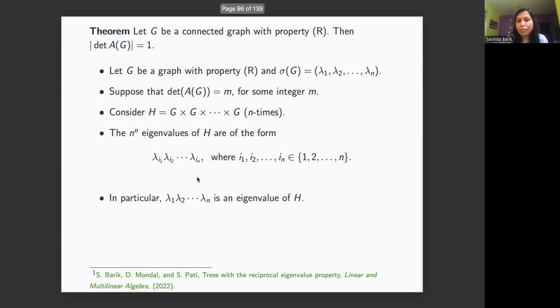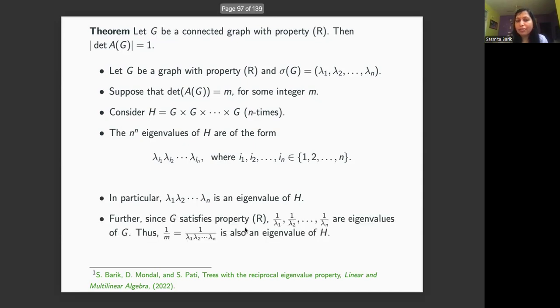In particular, if I choose lambda 1 for the first copy, lambda 2 for the second copy, and lambda n for the last copy, I get lambda 1 times lambda 2 times up to lambda n, which will be one eigenvalue of H. And your G is satisfying property R. So if lambda 1 is there, then 1 by lambda 1 is also there. If lambda 2 is there, then 1 by lambda 2 is also there. If lambda n is there, then 1 by lambda n is also there.